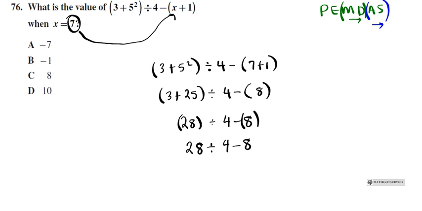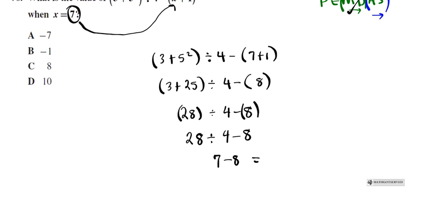All right, so 28 divided by 4 is 7 minus 8. Now that we have division taken care of, we can now do the subtraction. 7 minus 8 is negative 1. So your answer for 76 is B.